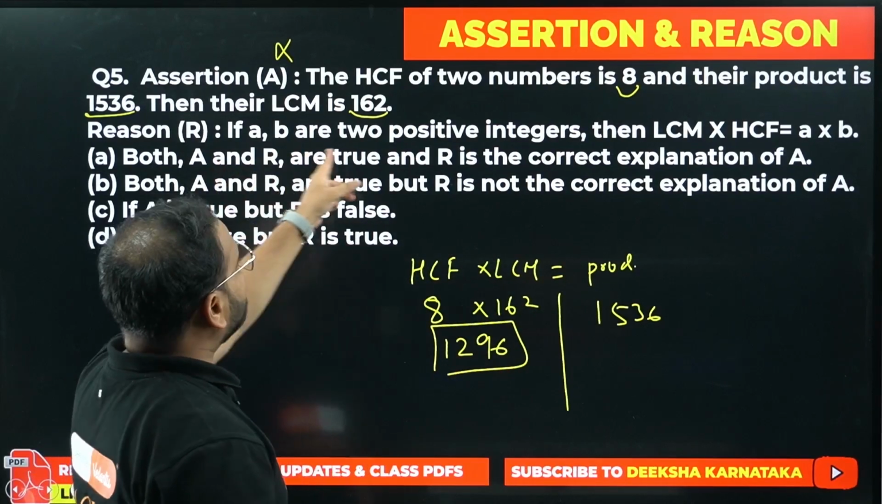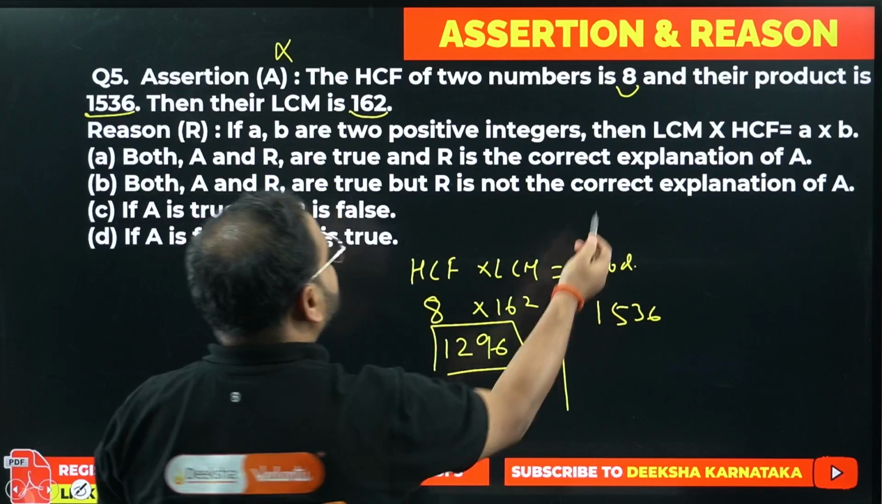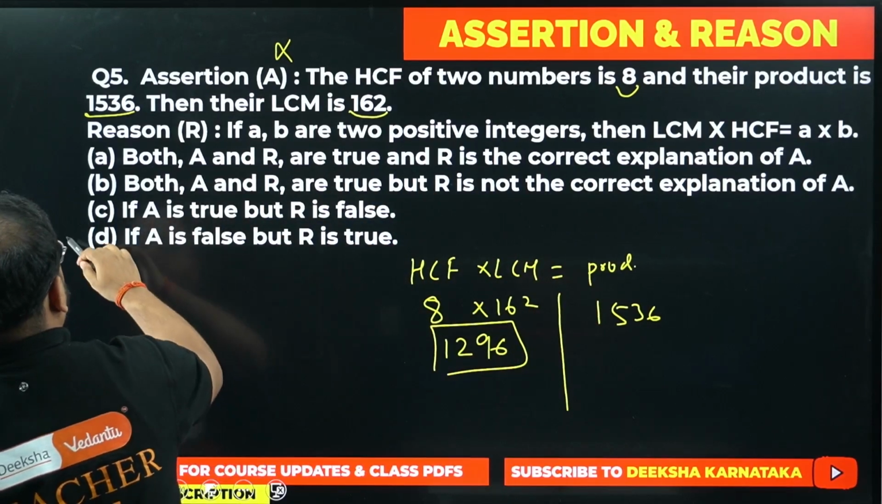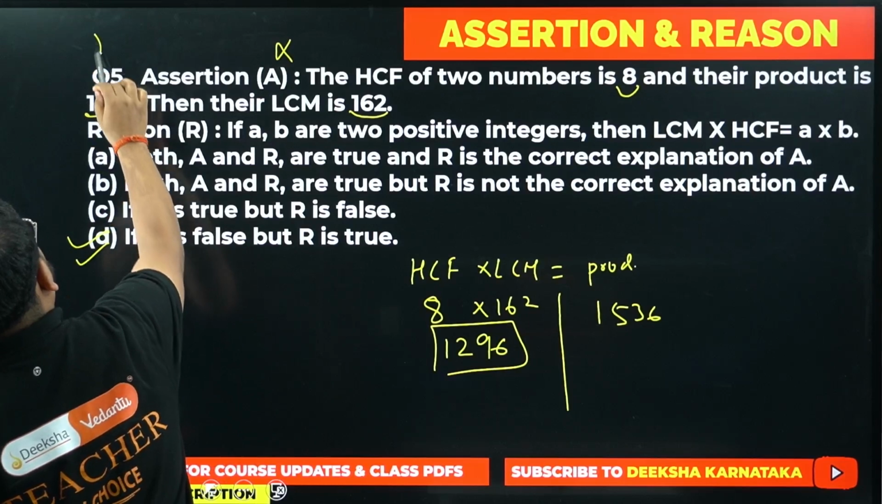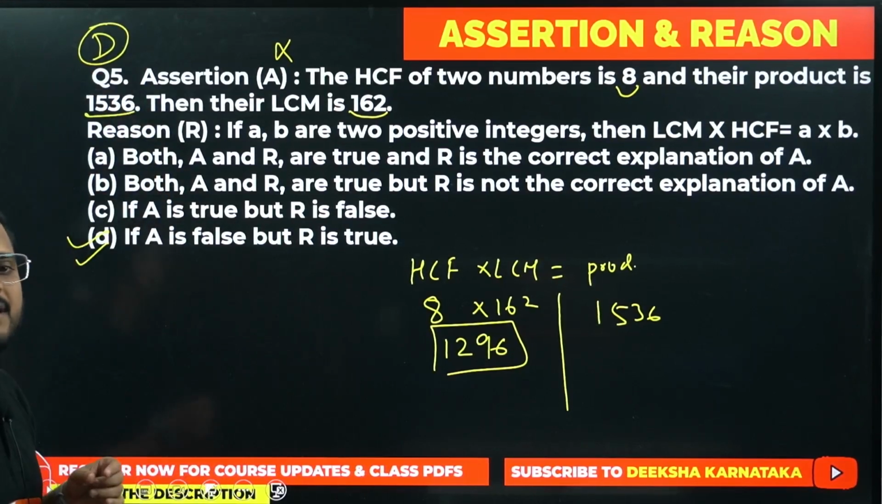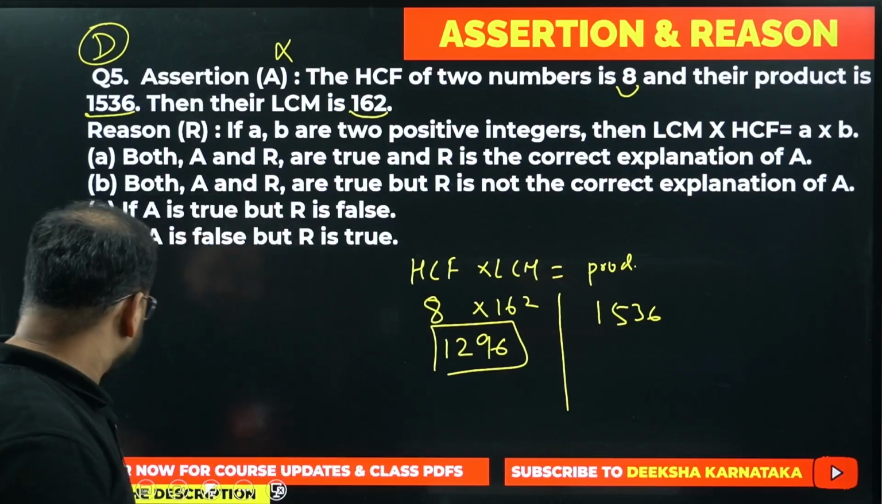Reason: if A and B are two positive integers, then LCM times HCF is A into B. That's true, no? So reason is true, assertion is false. So R is true, D again. Have a look. D again. Yes, option D is correct. Shall I move on? I hope you understood this.